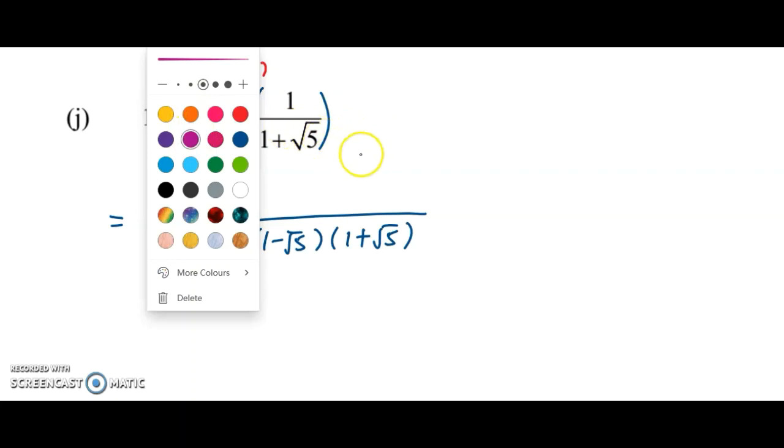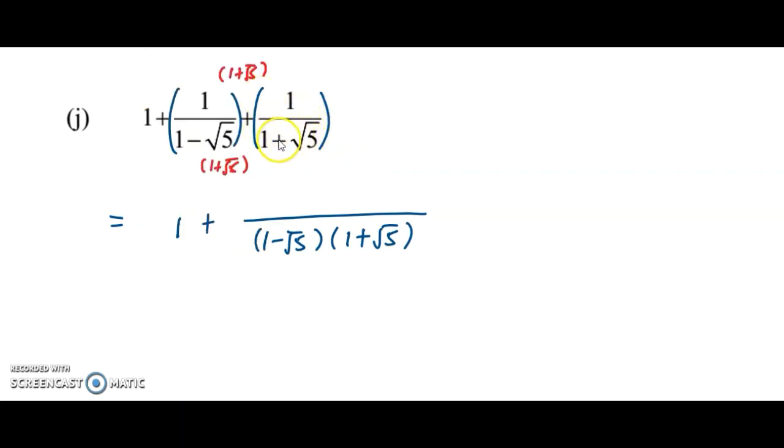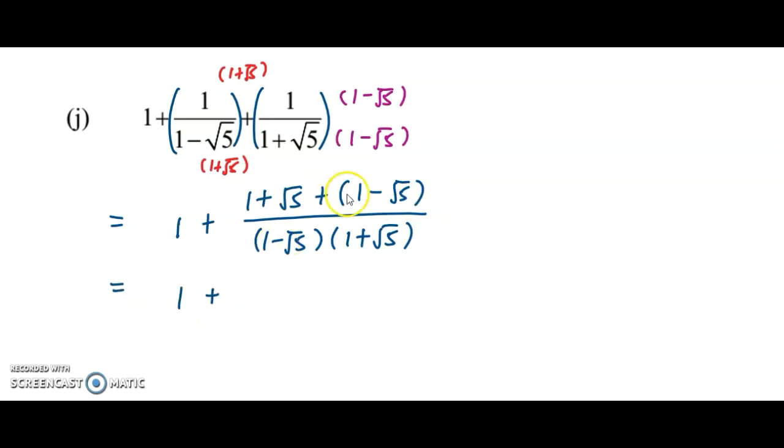Okay, after that, for the third term, I want to make it into 1 minus surd 5, 1 plus surd 5. I need to multiply it by the 1 minus surd 5 on top, meaning that you need to multiply by the same thing. So now we try to write down 1 multiplied by 1 plus surd 5, you got 1 plus surd 5. Plus 1 multiplied by 1 minus surd 5, you got 1 minus surd 5. So now simplify the numerator. You got 1 plus 1, 2. And surd 5 minus surd 5 is 0.